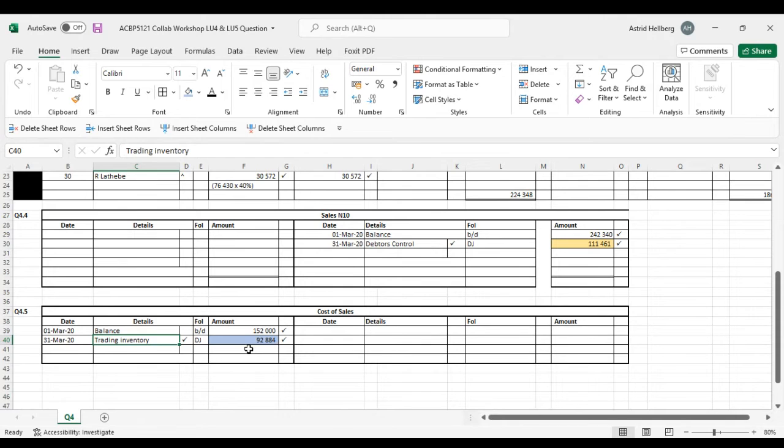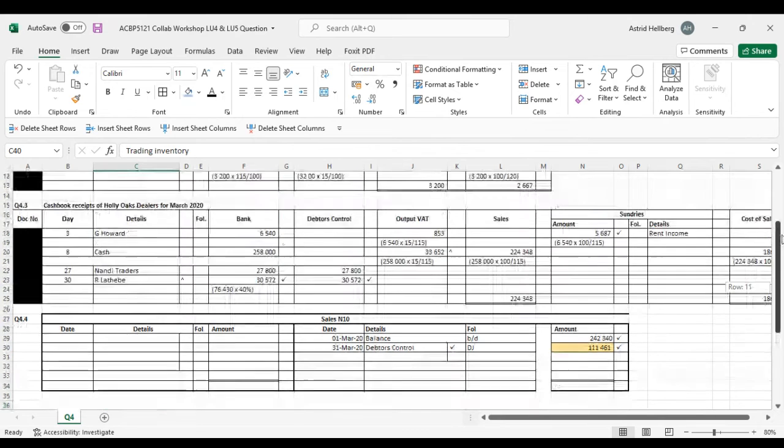For these ones, we do not say and VAT because the debtors control and the trading inventory is the VAT inclusive amount. But if you do the trading inventory or the debtors control accounts, you will say sales and VAT because of the fact that that amount is split up into two components.